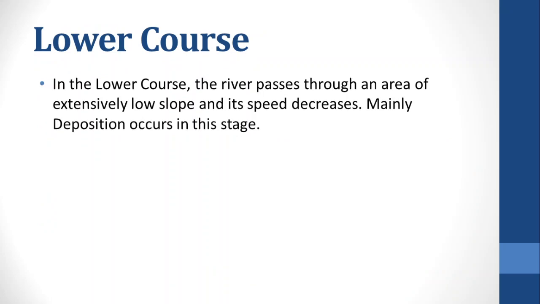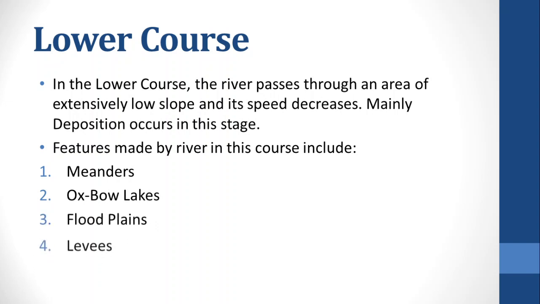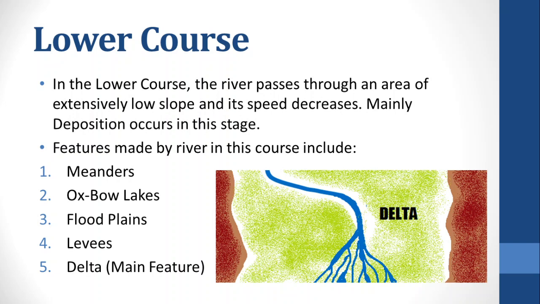Third part is the lower course. In the lower course, the river passes through an area of extensively low slope and its speed decreases. Mainly deposition occurs in this stage. Features made by river in this course include meanders, oxbow lake, floodplain, levees and delta. Delta is the main feature which forms only in the lower course.